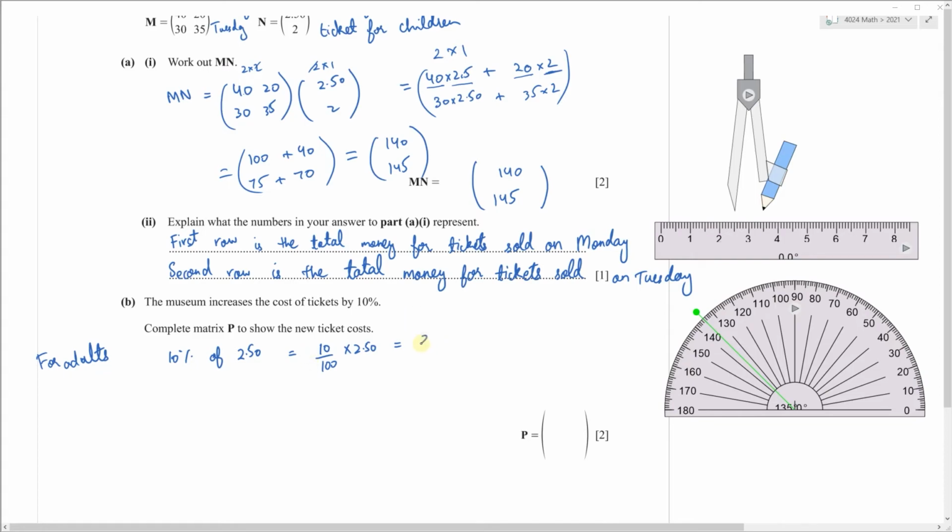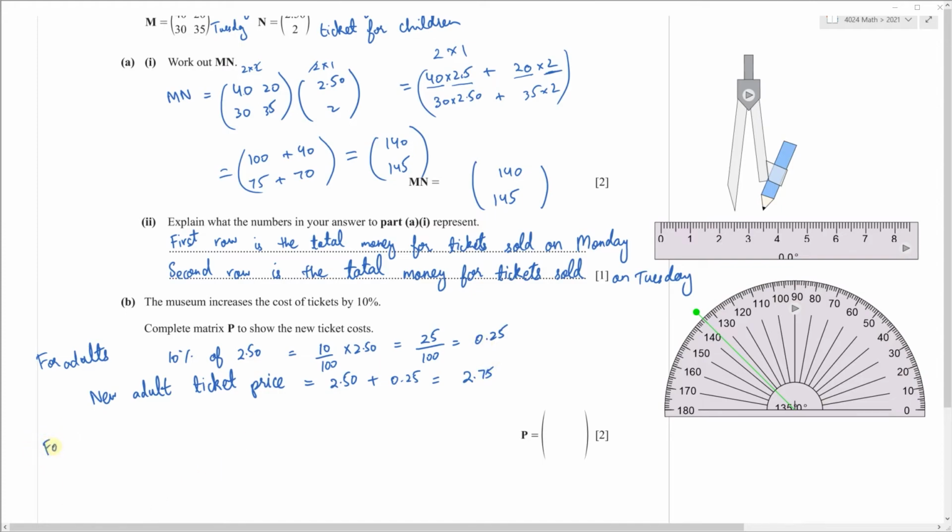2.5 times 10 is 25 divided by 100, which is 0.25. So the new adult ticket price will be the original price, which was 2.50, plus the 10% increase, which is 0.25. So this will be 2.75.